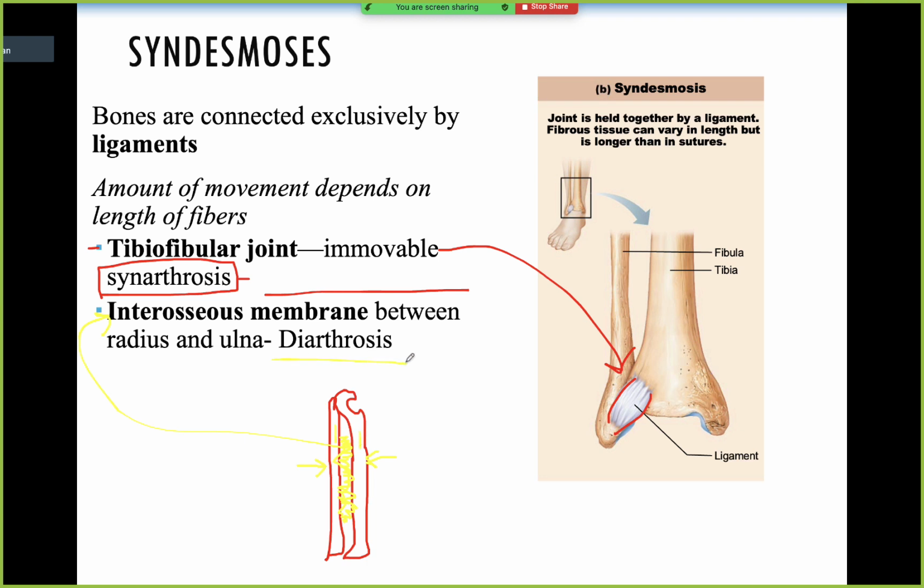We call this diarthroses. Anytime you want to take your palms, face them up, face them down, do that rotation with your wrists, that is considered a rotation, and we classify that under diarthroses, a freely movable joint.